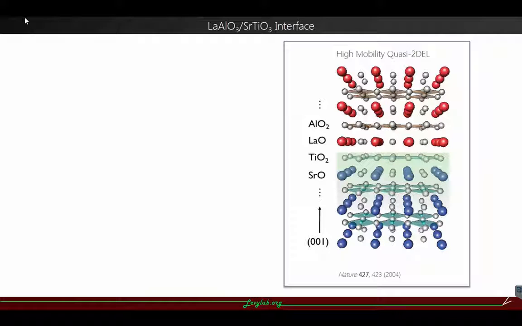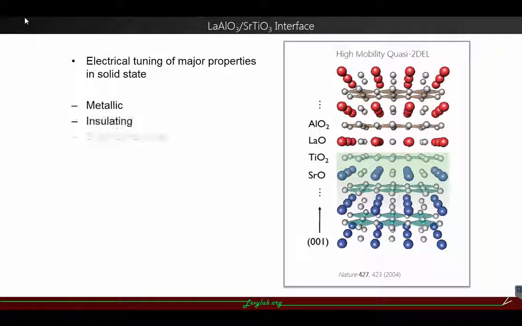Among them, the lanthanum aluminate strontium titanate interface is a very rich 2D system that contains almost all major electrical tuning properties in solid-state physics, such as superconductivity, ferromagnetism, ferroelectricity, spin-orbit coupling, and so on.